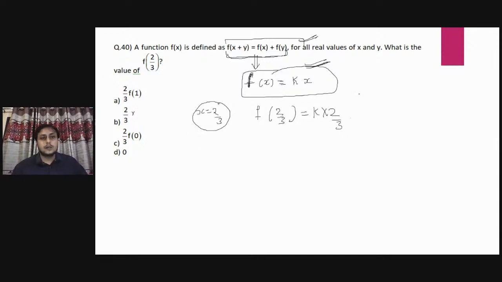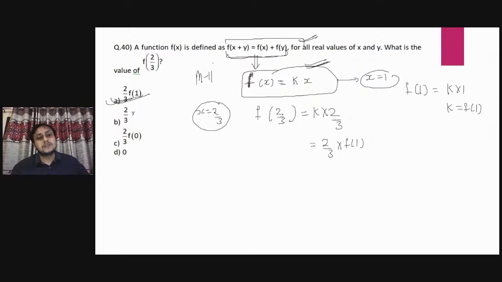So guys, just put x = 1 in this one. What you will get is f(1) = k into 1, so k = f(1). That simply means k equals f(1). When you put k = f(1) here, f(2/3) equals 2/3 of f(1). That is option A. So this is the method to solve this question, right?